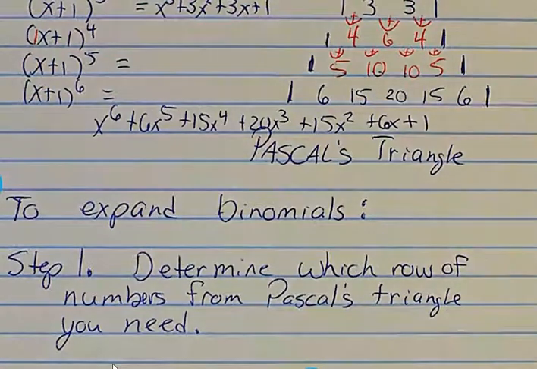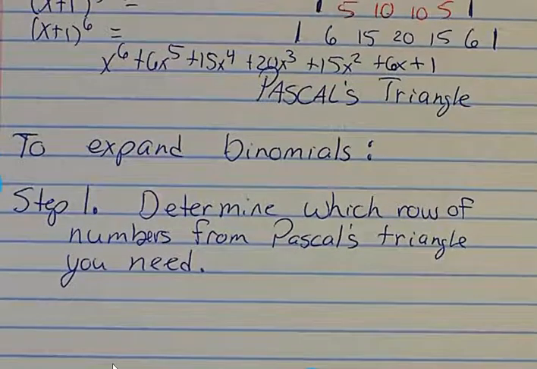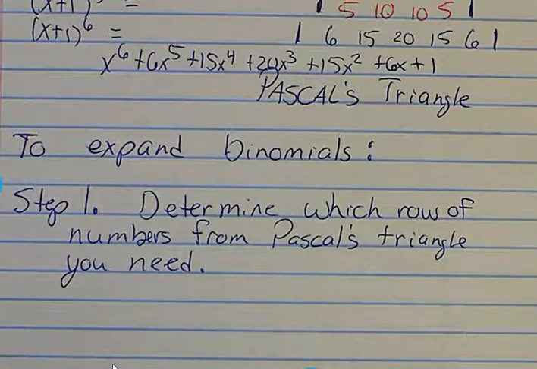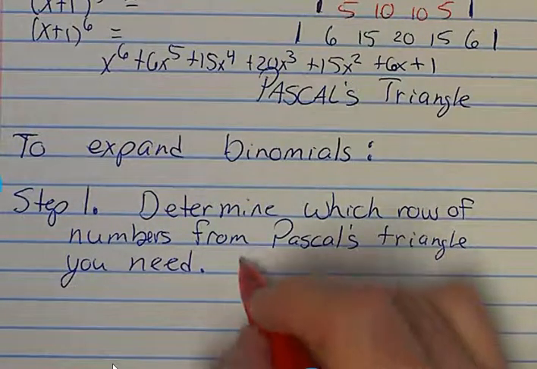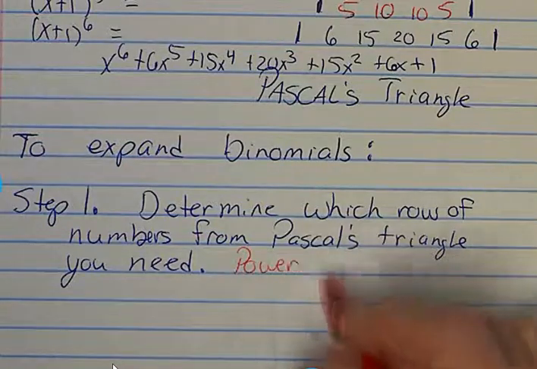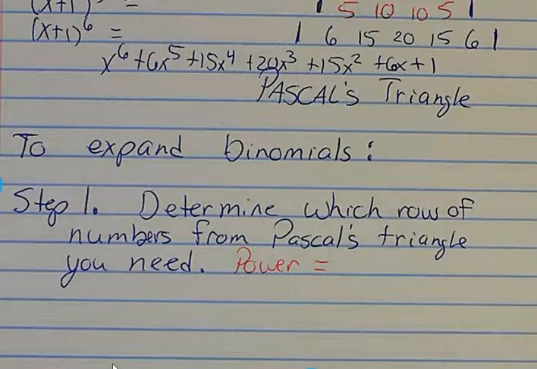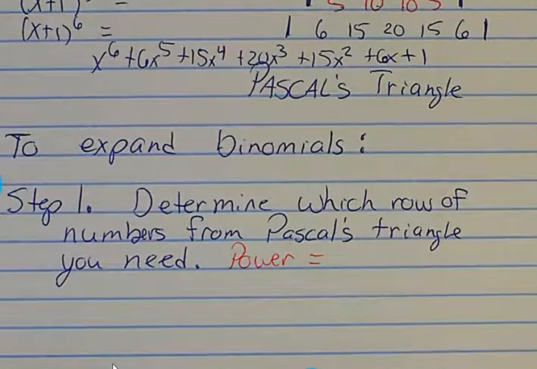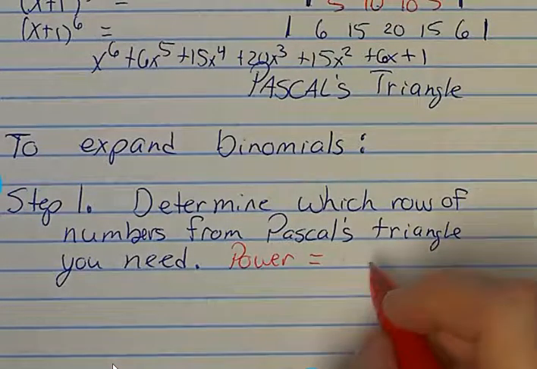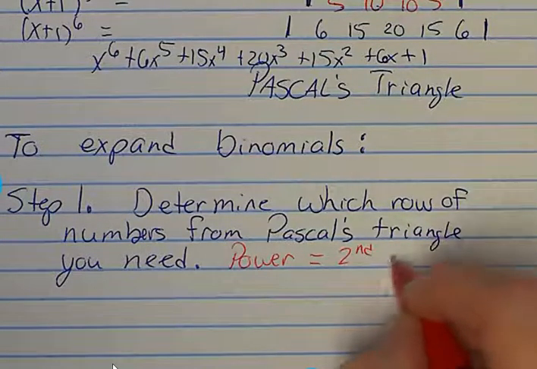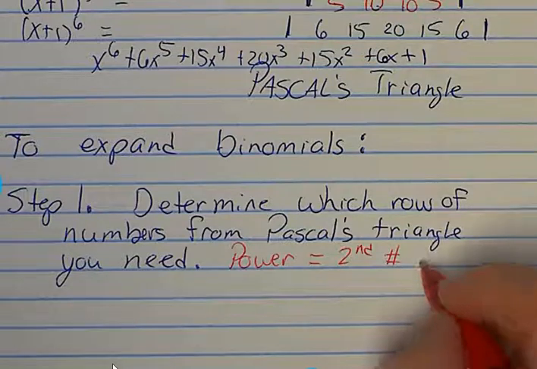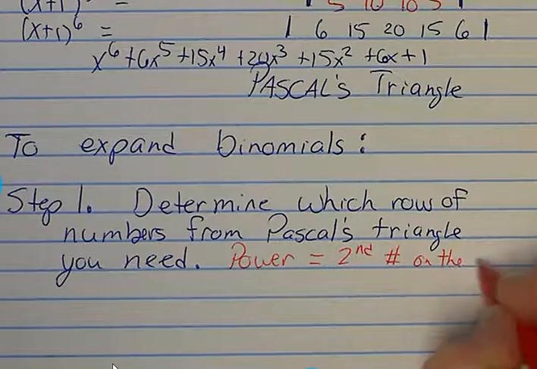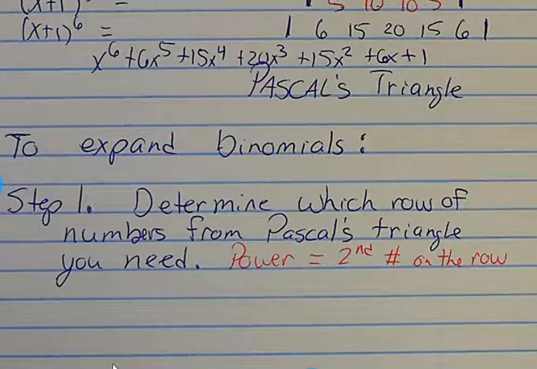Now, to do this, it's really pretty simple. All you're going to have to do is, when they ask you to expand, they're going to give you x to some power. Whatever power they give to you, the power that you have in the problem, you're going to use that with the second number in Pascal's triangle. So whatever power we have, that's got to be the same as the second number on the row.